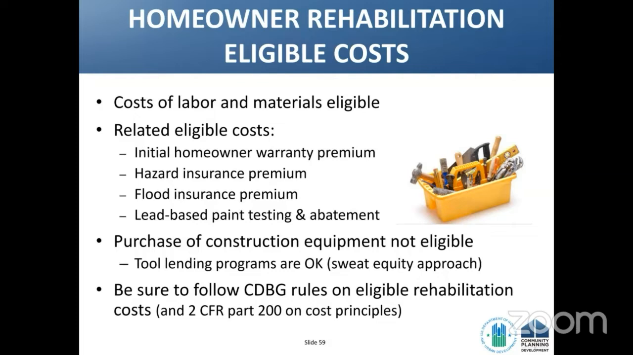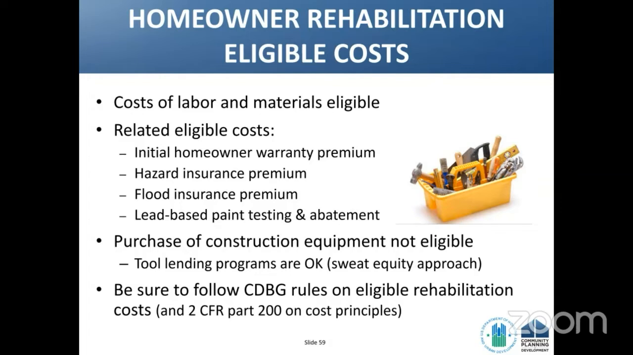When carrying out homeowner rehabilitation, make sure that the costs that are incurred are necessary and reasonable in accordance with the 2 CFR Part 200 requirements, and that the rehabilitation costs are eligible.